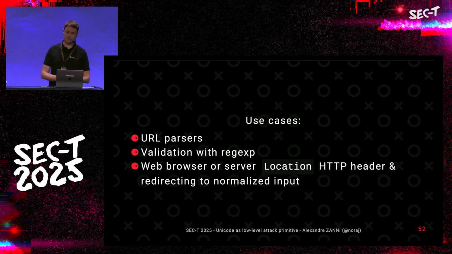This attack can, for example, be used to bypass URL parsers, but is also often used to bypass, for example, a whitelist based on regular expressions. And let's say you have a web server or maybe a web browser that is taking as an input a location header and will normalize it. It could then result in redirecting to a different domain.